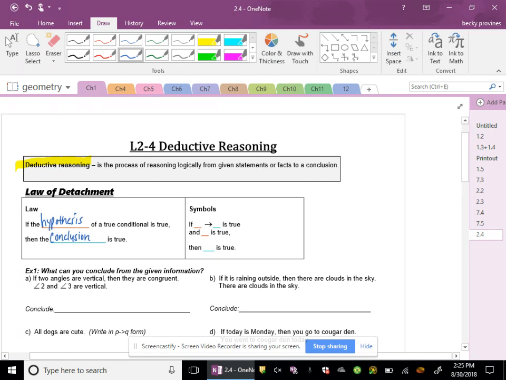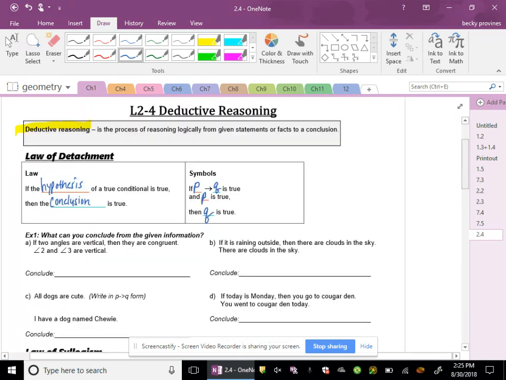So the way it's going to look, if you use symbols, if P then Q is true, then the P is going to be true, then the Q is going to be true if you pull them apart. So I'll show you how this goes. I'm going to give you the first sentence. So the first sentence is right here. If the two angles are vertical, then they are congruent.